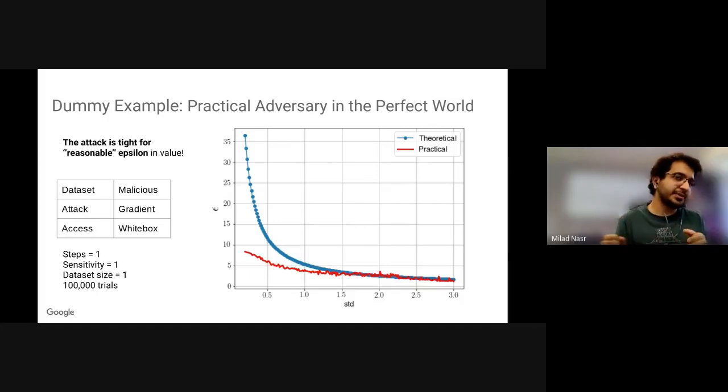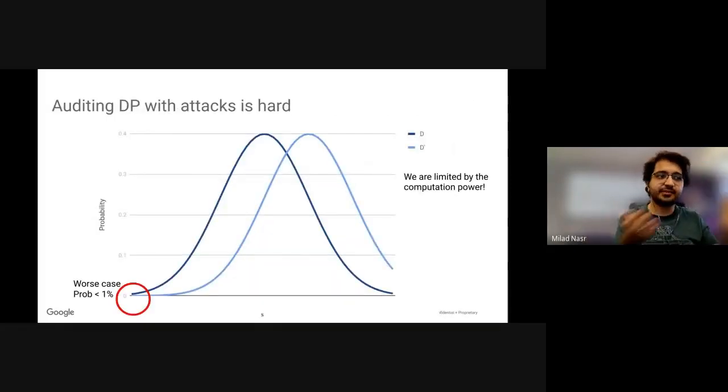For a smaller epsilon, we are very close to the theoretical bounds. But here, instead of 3, once the epsilon goes beyond 4, we move away from the theoretical bounds. We found that the reason is that the DP-SGD bounds are in the tail of the distribution, and the probability of that worst case happening is less than 1%.